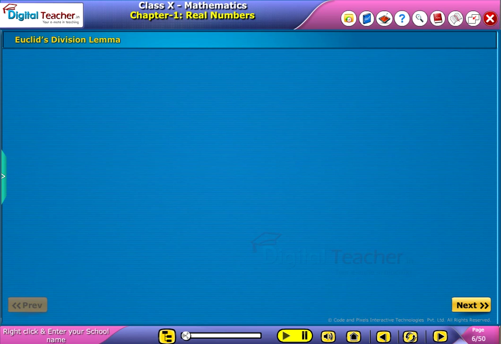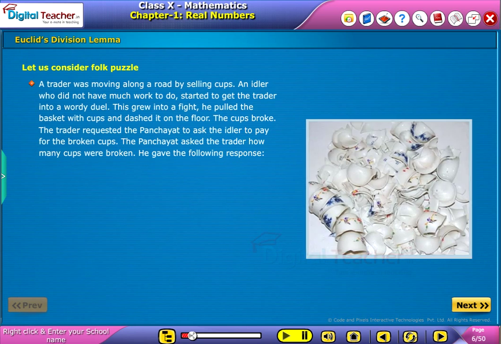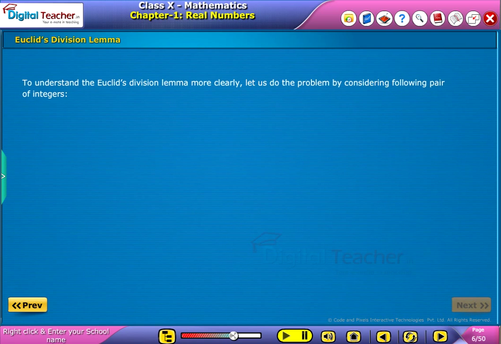Now, let us learn about Euclid's division lemma by considering a puzzle. A trader was moving along a road selling cups. An idler who did not have much work to do started to get the trader into a wordy duel. This grew into a fight. He pulled the basket with cups and dashed it on the floor. The cups broke. The trader requested the panchayat to ask the idler to understand Euclid's division lemma more clearly.